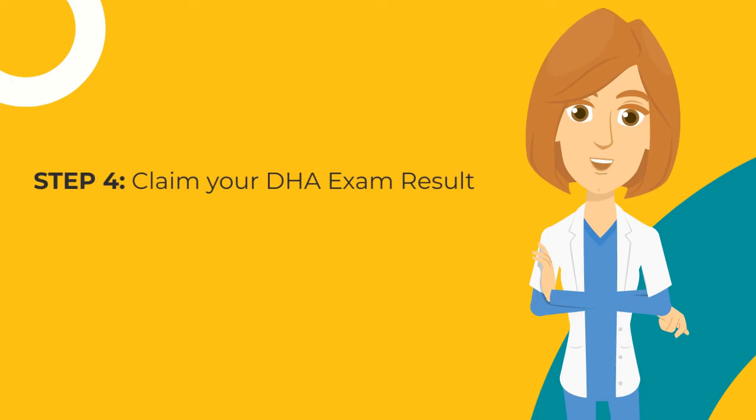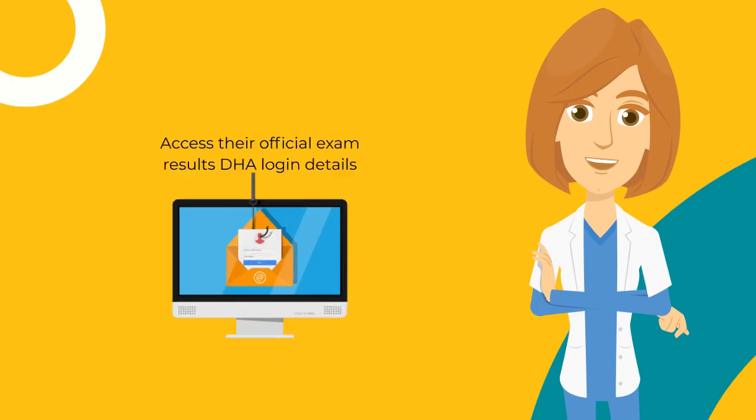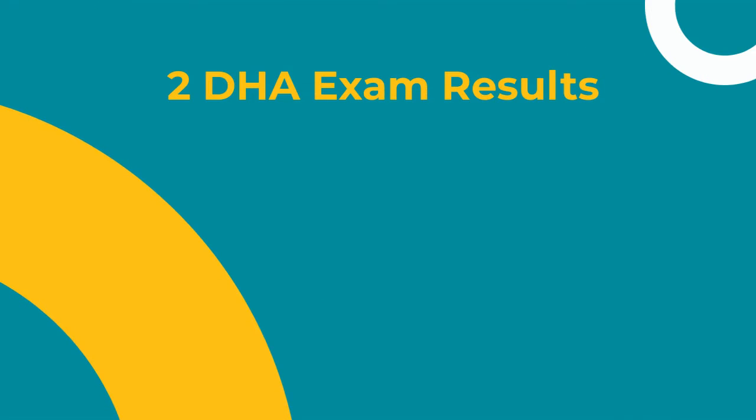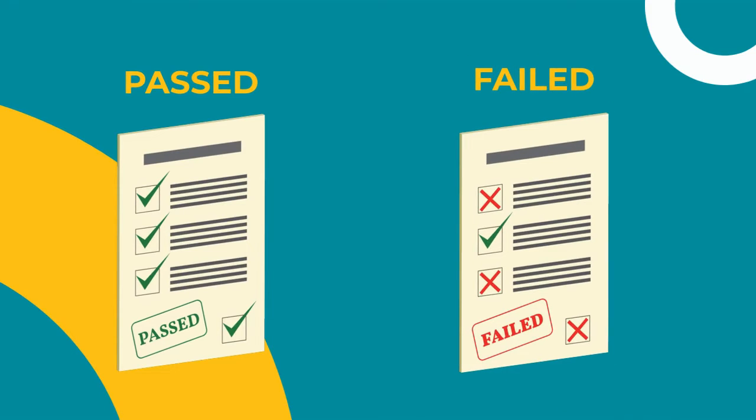Step 4. Claim your DHA exam result. Candidates may access their official exam results using the corresponding DHA login details given to them. There are two DHA exam results, either pass or fail. There will be no examination scores or exam certificates issued regardless of whether the candidate passed or failed the examination.